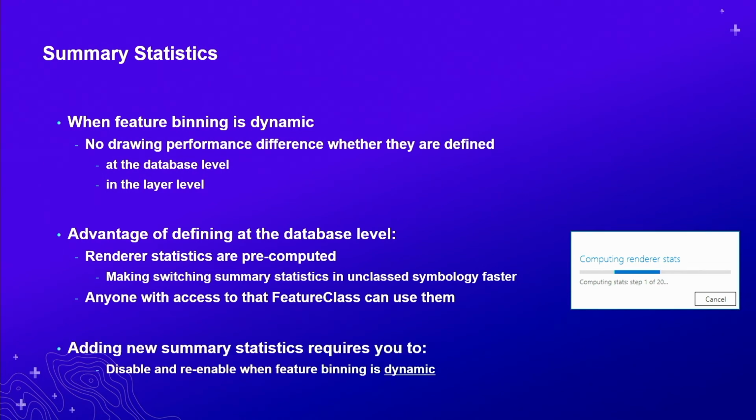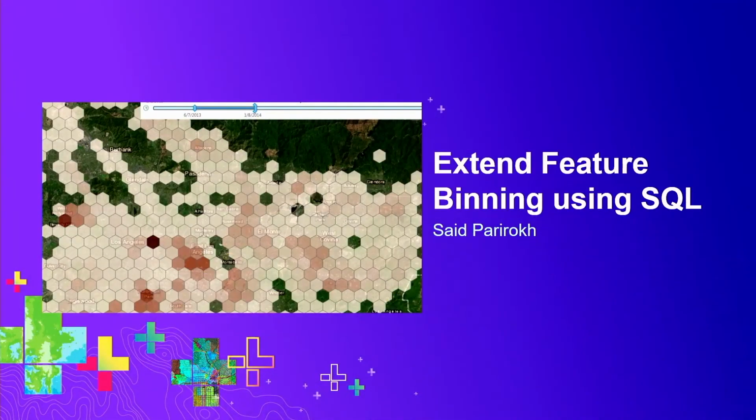Also, let's say you want to add a new summary statistic to the layer. If the feature binning is dynamic, in that case, first you have to disable and then re-enable feature binning with the new summary statistics. But if your feature class already has the binning cache, then you have to run the Manage Feature Binning tool again to update the feature class with the new summary statistics. So you see the lots of different capabilities with feature binning. That's very exciting, right?